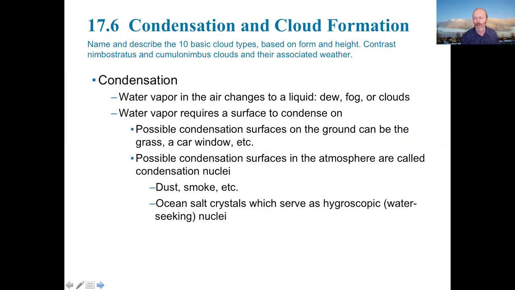Condensation can form into dew or fog or clouds. Water vapor typically needs some kind of surface to condense, and as we mentioned before, grass and car windows. What's happening in the atmosphere is we have different kinds of particles, dust and smoke and other things that have been wafted out of the ocean, that will provide the seed for condensation. We can literally seed the atmosphere.